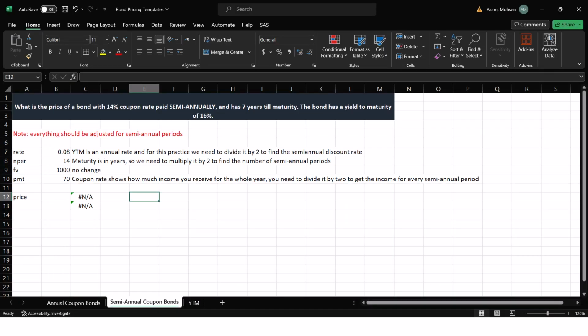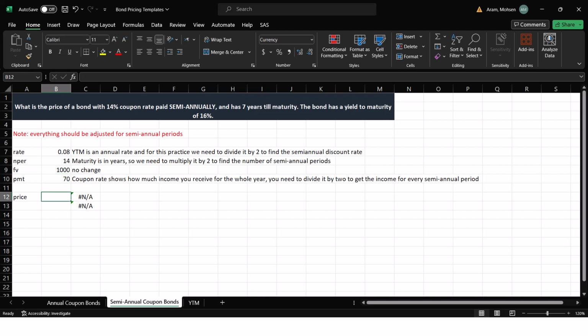Let's look at the Excel sheet here. So for the Excel, I've already converted the rate, number of periods, and the payment. So yield to maturity is an annual rate. So you need to divide it by 2. So 16 divided by 2 is 8%. Number of periods is 7 years. So multiply that by 2 to get the number of 6-month periods. Future value is 1,000, no change. And then payment would be 14% multiplied by 1,000 face value divided by 2.